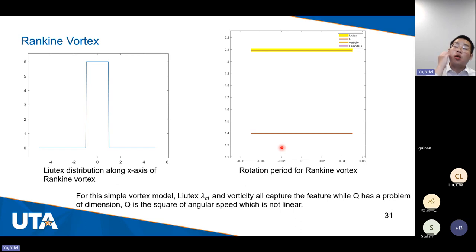I also calculate their rotation period. Because Liutex is considered as the angular speed, 2 pi over angular speed will be the rotation period. For this simple case, we find only Q is lower.